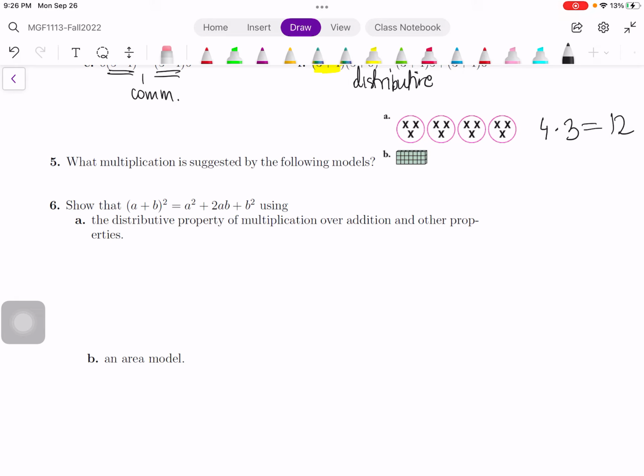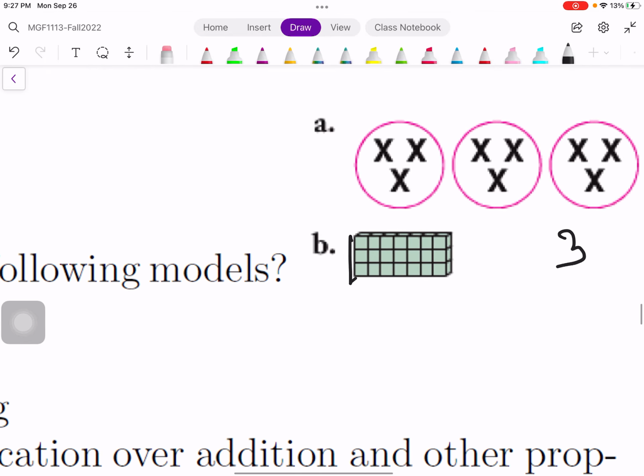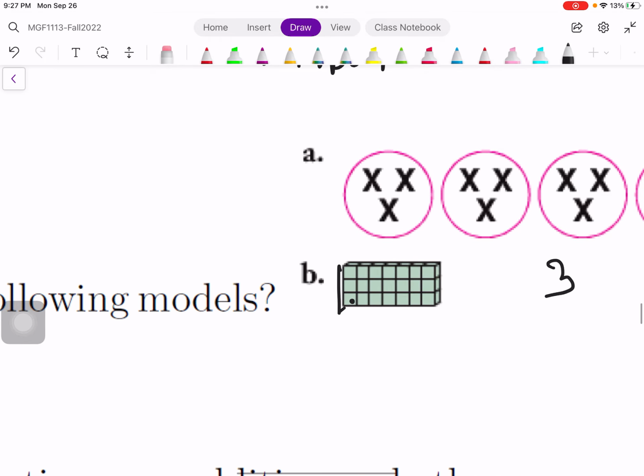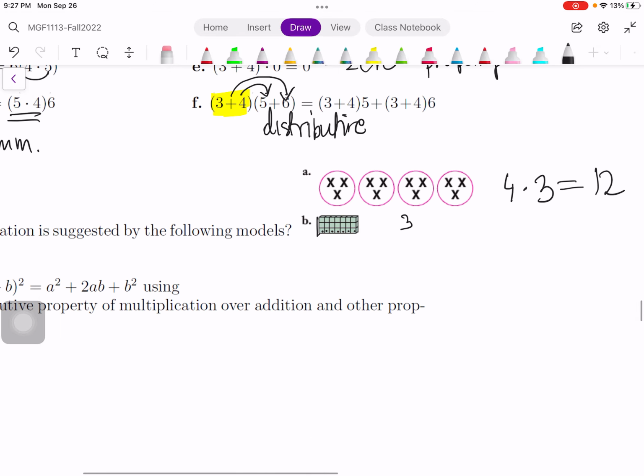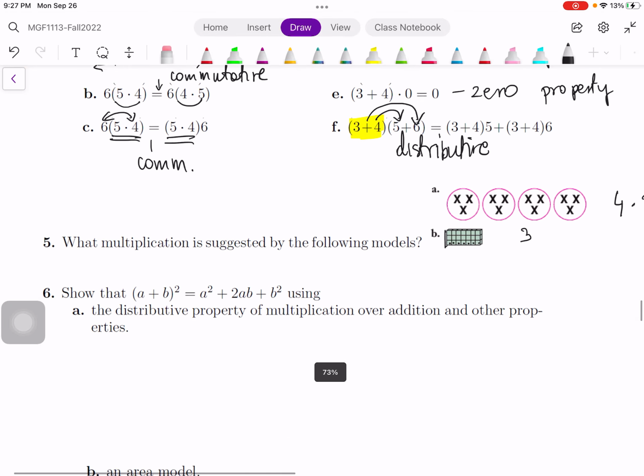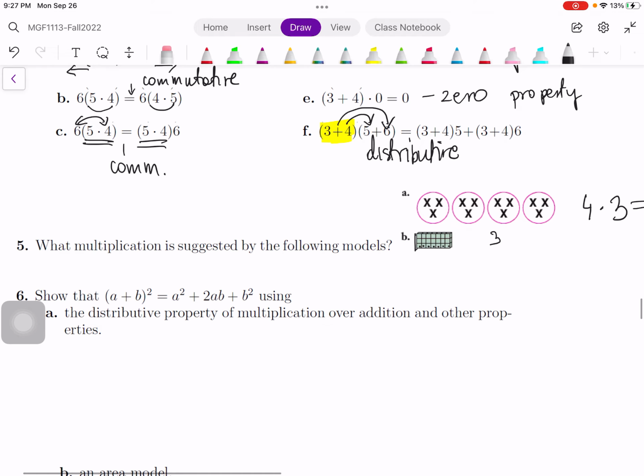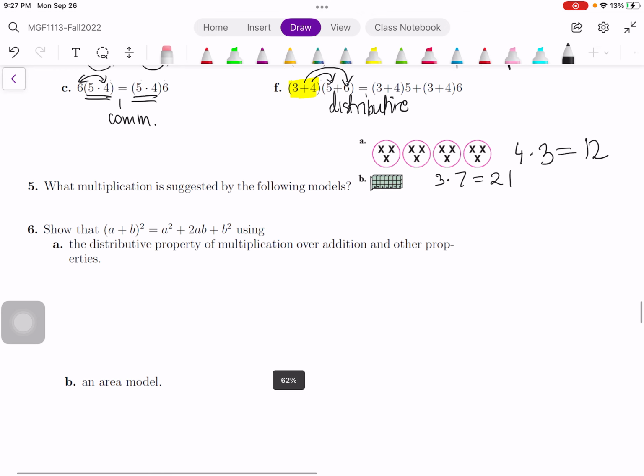And here, again, height is 3. And width, let's count, 1, 2, 3, 4, 5, 6, 7. So this is a 3 by 7 rectangle. So this represents multiplication 3 times 7, which we can count to be 21.